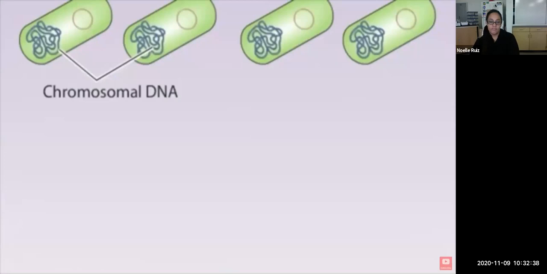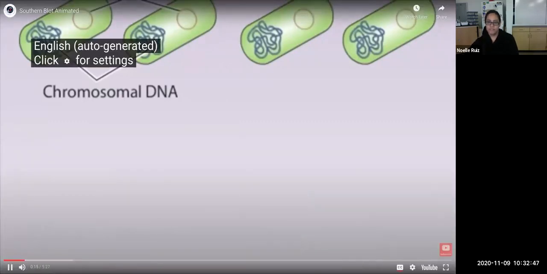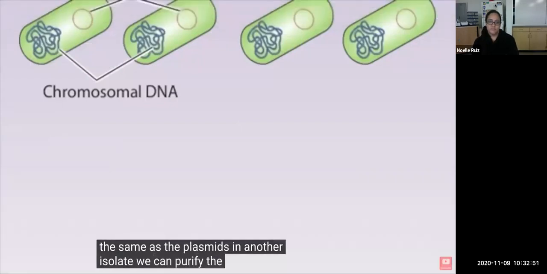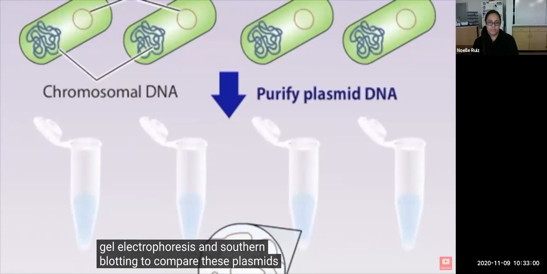These 4 cells represent different clinical isolates of the same species of bacteria. Each contains plasmid DNA, but the plasmids in one isolate may not be the same as the plasmids in another isolate. We can purify the plasmid DNA from the isolates and use 2 procedures, gel electrophoresis and Southern blotting, to compare these plasmids.